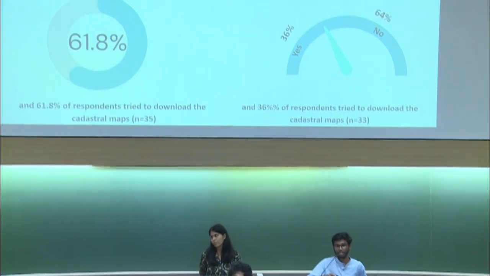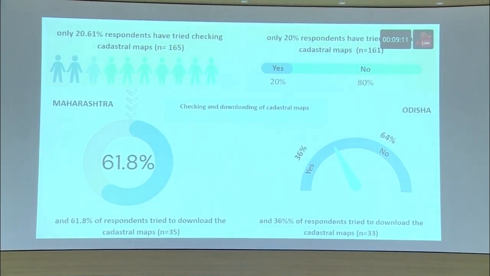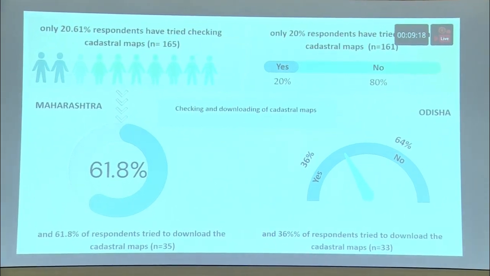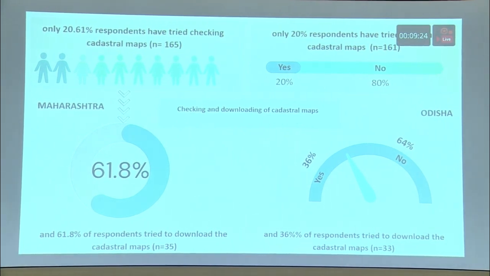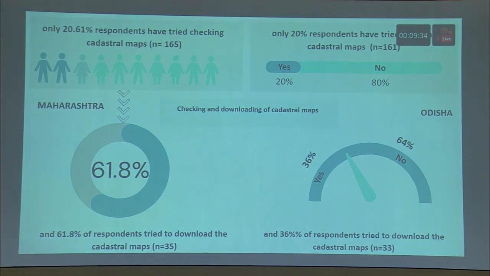There are two types of records, you know, right? Textual and spatial records. When we asked about the spatial records, it's further reduced. Only 20% of the population have checked. Of these 20%, 61.8% have tried to download the records. So here the population is only 35 out of 165 people who tried to check, and out of these 35, only 61.8% tried to download in Maharashtra. And in Odisha, it's the same: almost 20% of the population only tried to check the cadastral maps, and after that, only 36% tried to download. So to some extent, Maharashtra is performing really well in terms of awareness, accessibility, and downloading than Odisha.